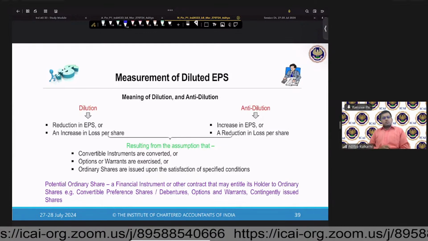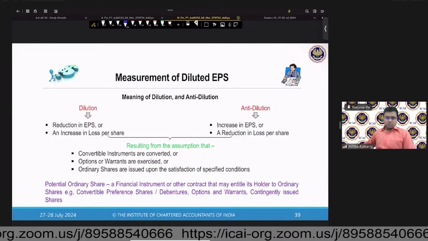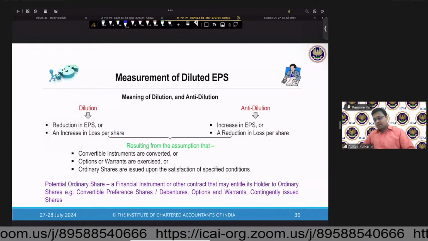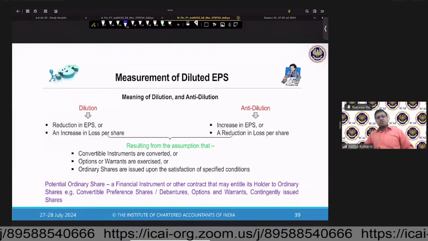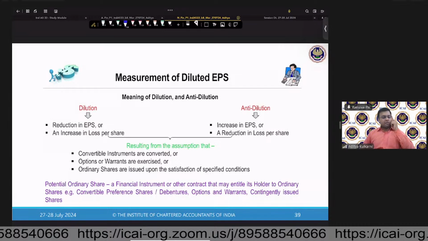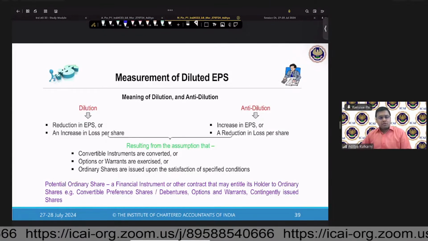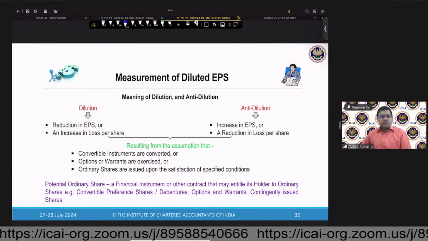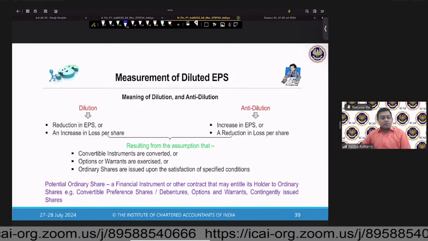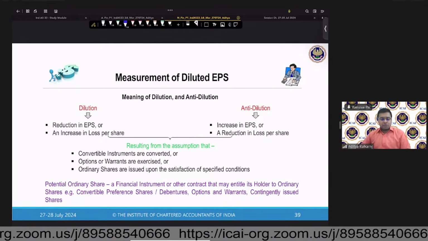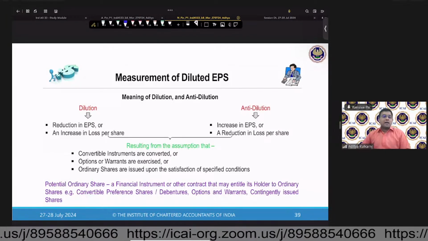So what is the objective behind diluted EPS? Why do we have diluted EPS workings which are required, and how do we do that? So diluted EPS tries to provide a peep into the future. What could be the potential EPS that could come in the future on account of certain instruments that have the potential of getting converted to equity in the future. You could have convertible debentures, you could have certain warrants, you could have stock options.